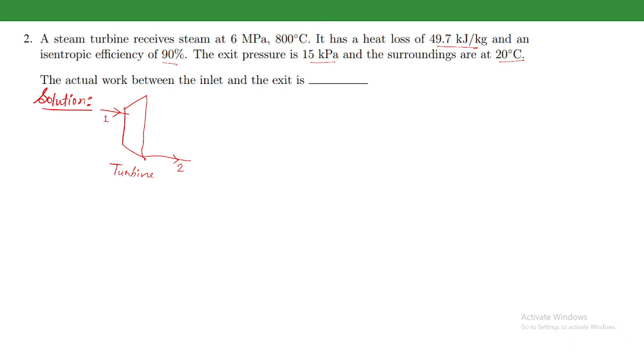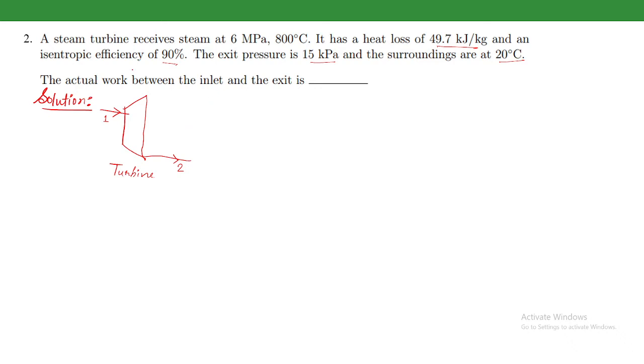So what is happening here? The turbine is receiving the steam at 6 megapascal and 800 degrees Celsius, along with a heat loss of 49.7 kilojoule per kg, and it releases whatever it is, it may be steam or a mixture of steam plus liquid water, at an exit pressure of 15 kilopascal, wherein the surrounding is at 20 degrees Celsius. The turbine has an isentropic efficiency of 90%. We have to find out the actual work between the inlet and the exit.